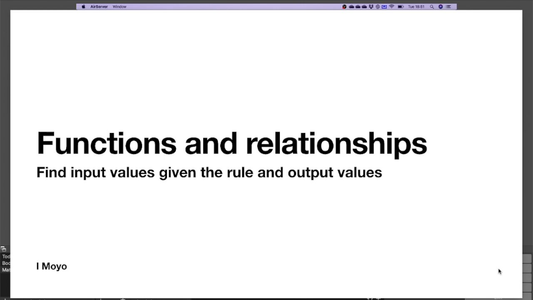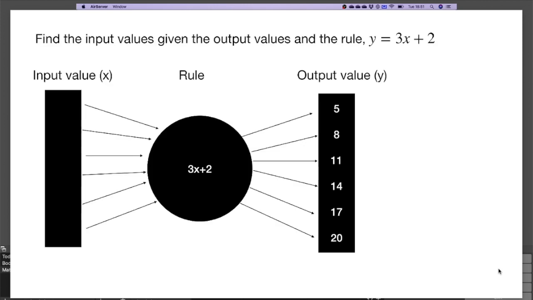I want us today to look at how we determine the input values if we are given the rule as well as the output values. We have a situation like this. Here's an example. The rule is given as y equals 3x plus 2. That is why I've got under rule 3x plus 2 there.